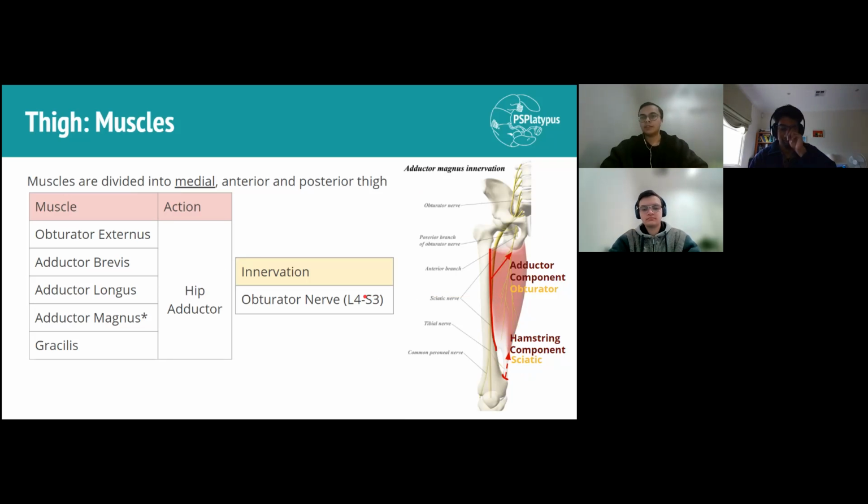So just keep in mind that all of the posterior thigh muscles are going to be sciatic nerve, whereas the medial thigh is going to be obturator nerve, the only exception being adductor magnus, which has got an adductor part and a hamstring part. And you can see that clearly in terms of where it attaches. This part's going to contract and pull the thigh in, so adduction. This part will actually contract down here and pull the thigh back, so extension.